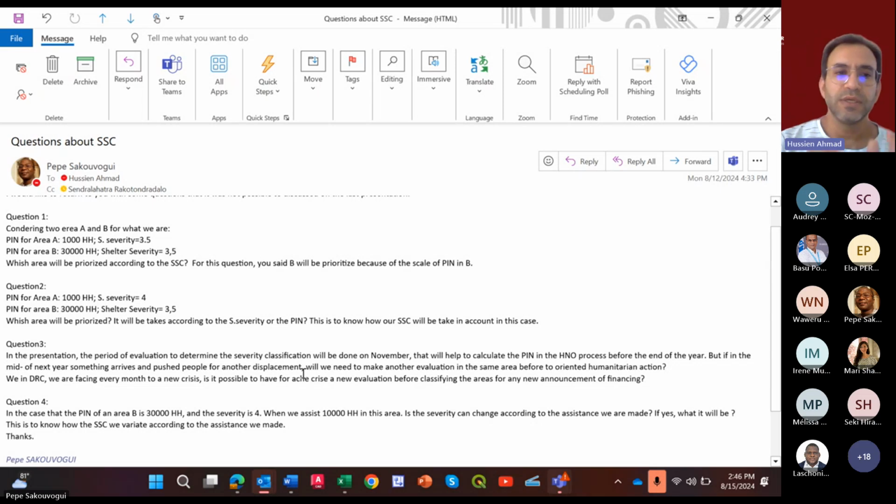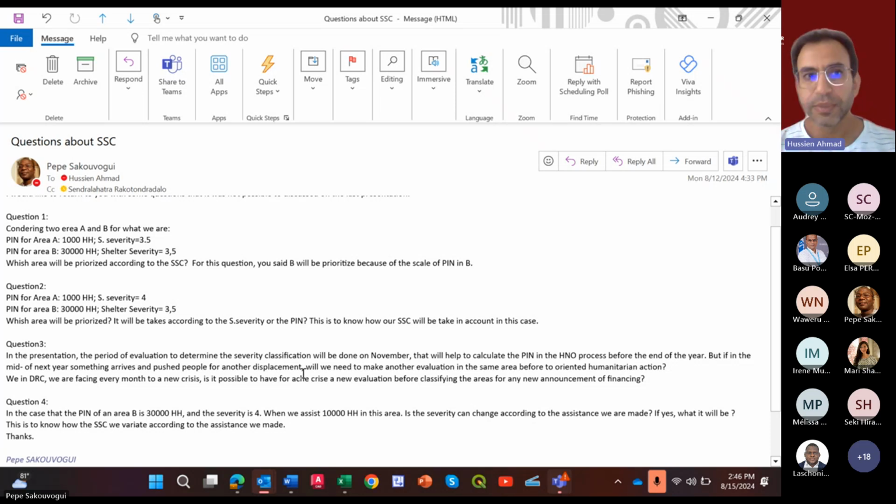In severity 3, you have 30,000 households. If we look at the SSC, we know that the severity and the PIN are linked to each other. So in question 1, this means that the total population of area A is almost a third of the total population in area B, just 33% of it, right? Because they have the same severity, and the percentage of people living in severity 3, 4, and 5 is 1,000 and 30,000. It means that area B is bigger, has more scale, is larger, etc.